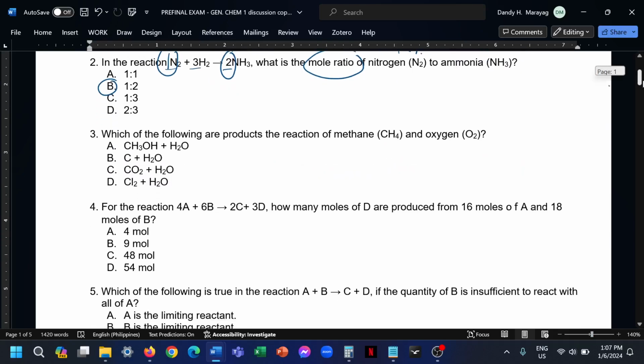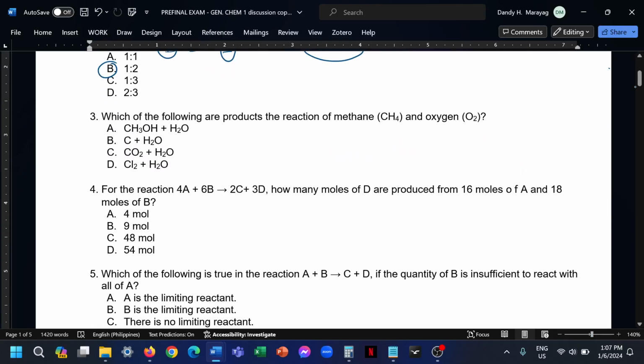For number 3, which of the following are the products of the reaction of methane and oxygen gas? So methane, this one is a hydrocarbon. From its name, this is composed of hydrogen bonded to carbon. And here, this one is reacting in the presence of oxygen gas, and this one is a combustion reaction. Again, combustion reaction. So here, this methane is burning in the presence of oxygen gas.